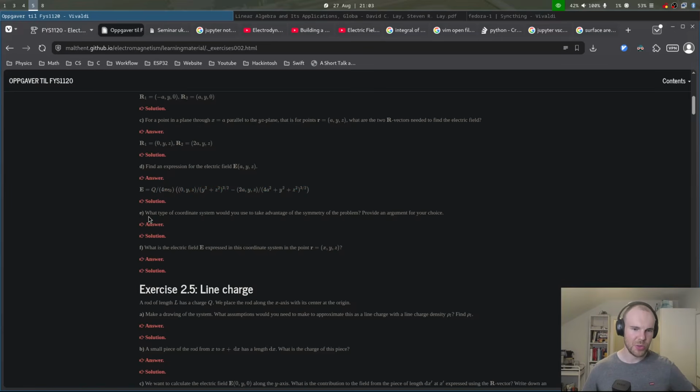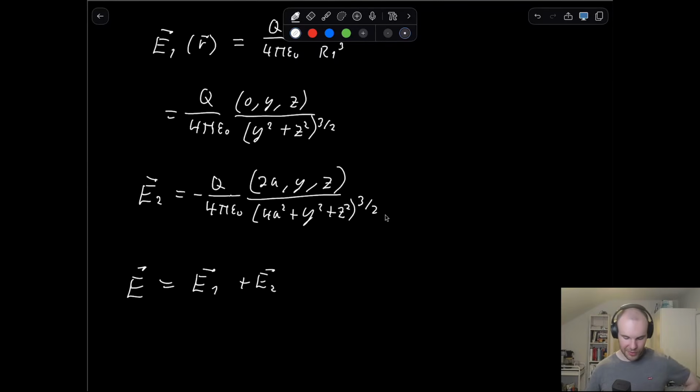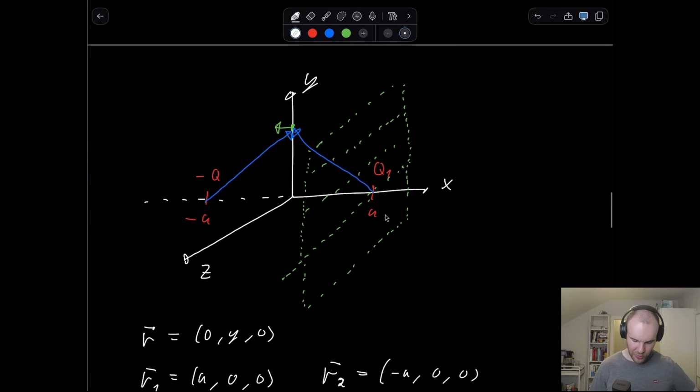And then the question is, what type of coordinate system would you use to take advantage of the symmetry of the problem? Provide an argument for your choice. Yes, okay. There are two immediate arguments. When you're alongside a line, right? Now we think this is true just on the y-axis, but if I kept my position here and just turned this around, this will be true anywhere. Like if I drew these two vectors the same way on this point here on the z-axis, that's the same. As long as I keep the same radius here all the way, which means that a cylinder would make sense.